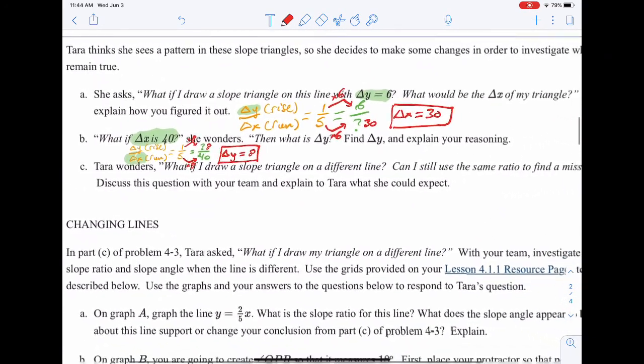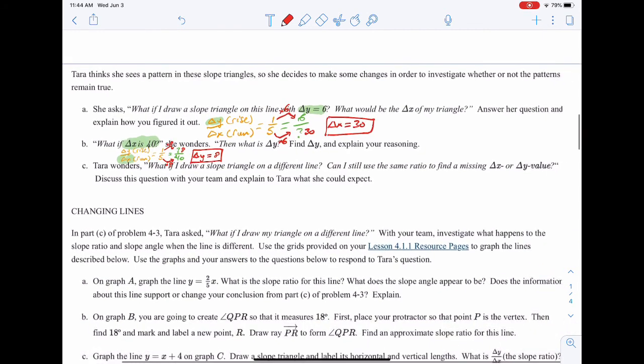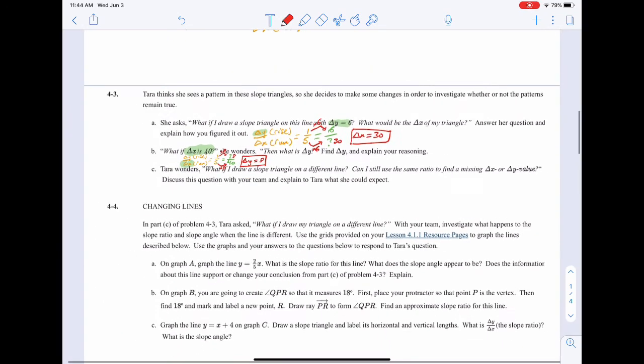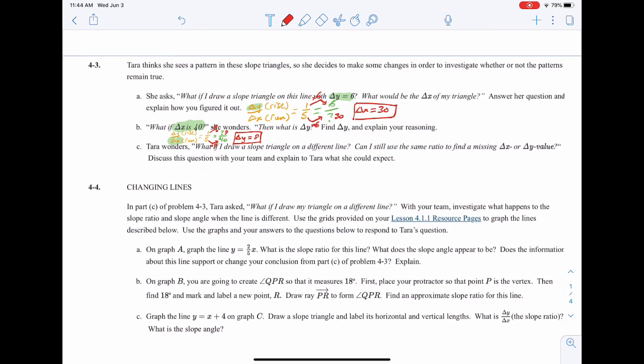For letter C, you can answer that to your best ability. Don't worry about being perfect. Just give it a good thought. And your work in problem 4-4 will either confirm or change your response in 4-3, letter C. Go ahead and continue on to the next problem in the next video.